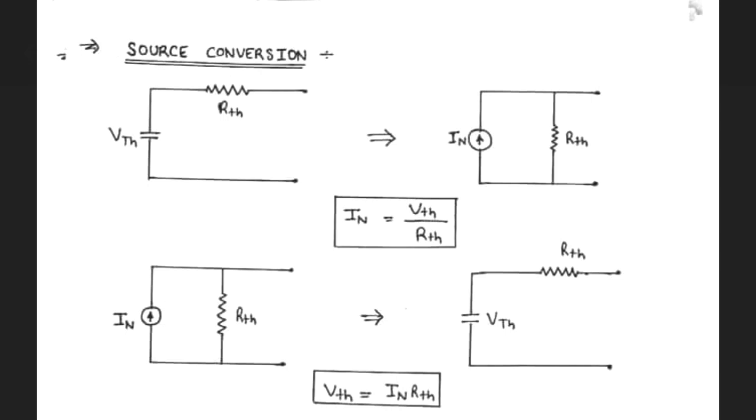Source conversion: if we have Norton's current and Thevenin's resistance, then we can convert into V Thevenin in series with R Thevenin. V Thevenin equals IN times R Thevenin.